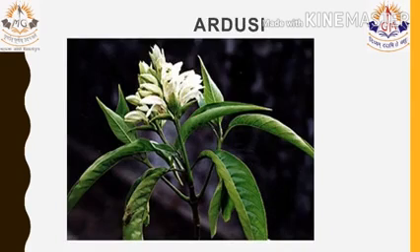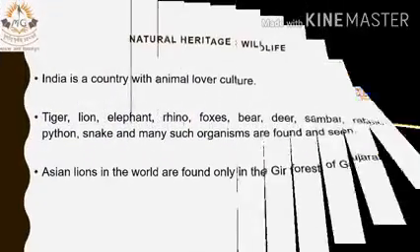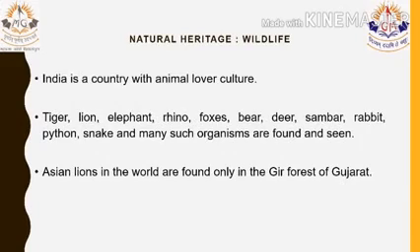The social and religious life of India is greatly influenced by vegetation. Flowers are used for worshipping the deities, that is, the gods. Flowers are also used for decorative purposes. So we see that vegetation forms a very important part of the natural heritage of India and we are very proud of it. Just like vegetation, wildlife also forms a very important feature of the natural heritage of India.